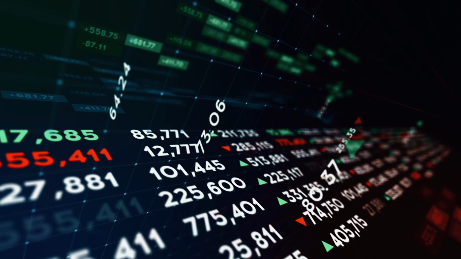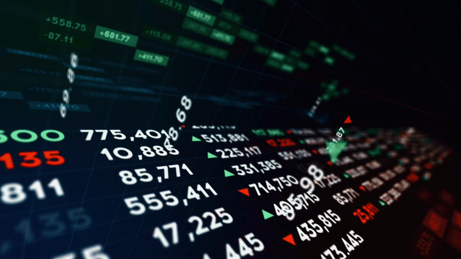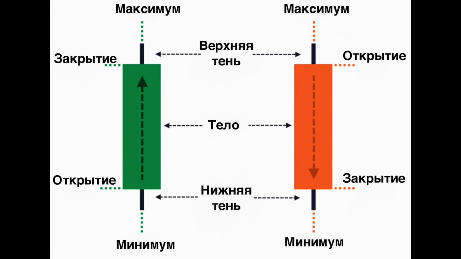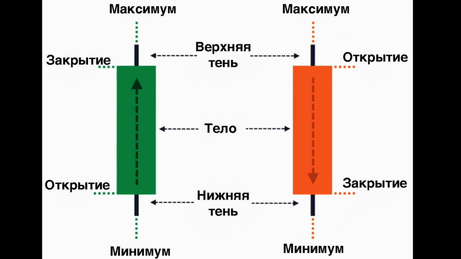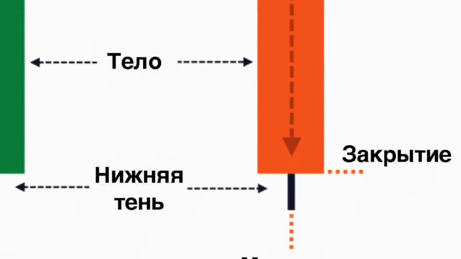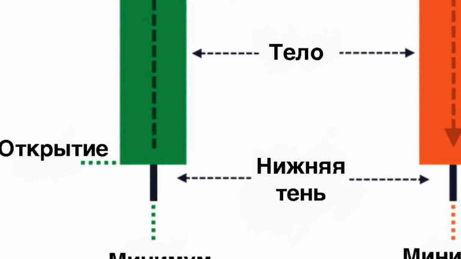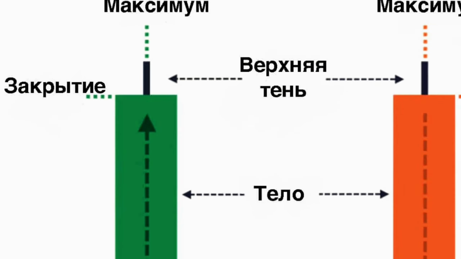So, the first thing we'll cover is candlesticks. What do they actually mean and how do you read them? Candlesticks can be bearish or bullish. Bearish candles are red, indicating a downward movement, while bullish candles are green, indicating an upward movement.